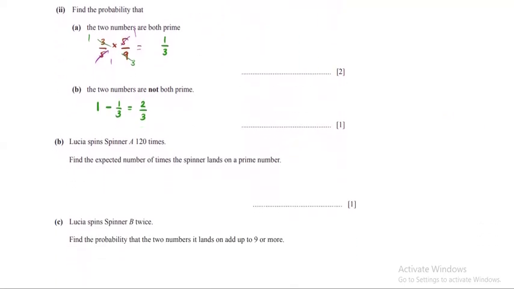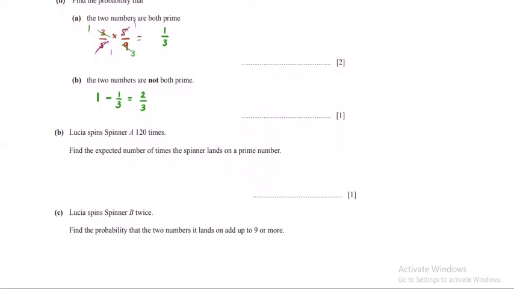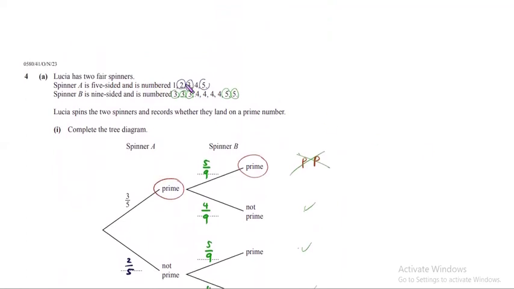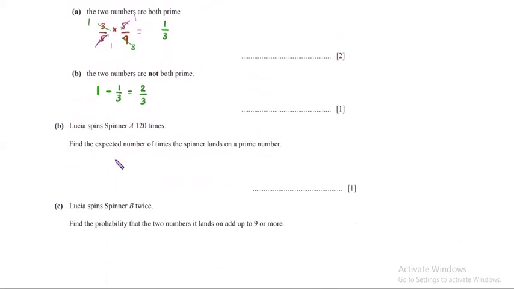Then let's move on to the next one that we have. Lucia spins spinner A 120 times. Find the expected number of times the spinner lands on a prime number. Now, for spinner A, the probability of landing on a prime number was 3 over 5. So that probability should be multiplied by the number of trials, which is 120. This gives us the expected number of times the spinner lands on a prime number.